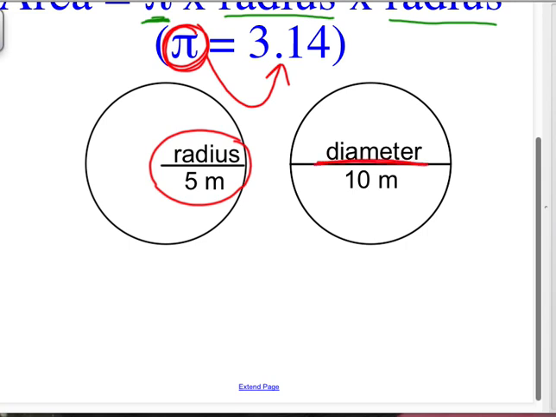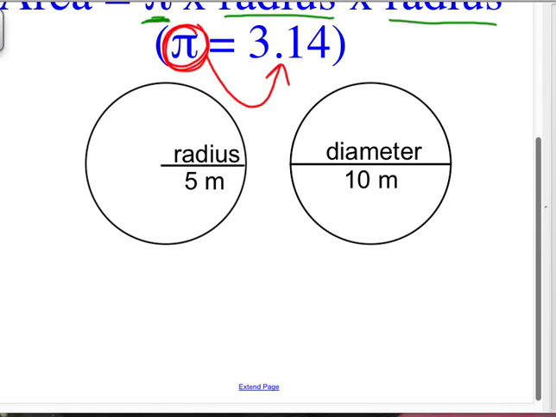So don't be fooled. If you ever see a circle that's showing a diameter and they're asking you to calculate the area, you better remember that you have to cut that in half. You cut a diameter in half, and that will then equal the radius. All right? And sometimes they'll sneak those in on you, and they're just checking to see if you're really paying attention and being precise and accurate.